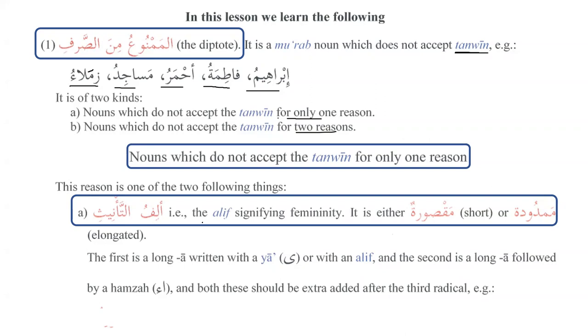Alif ta'nith, that is the alif signifying femininity. It could be alif maqsura. As we know, alif maqsura means the short alif, or we call it ya without two dots. Or it could be alif mamduda. Alif mamduda means that after the regular alif, there is always hamza. So alif, and after that when we have hamza, that is called alif mamduda. And a noun that ends with alif, which is basically ya without two dots, is called alif maqsura.